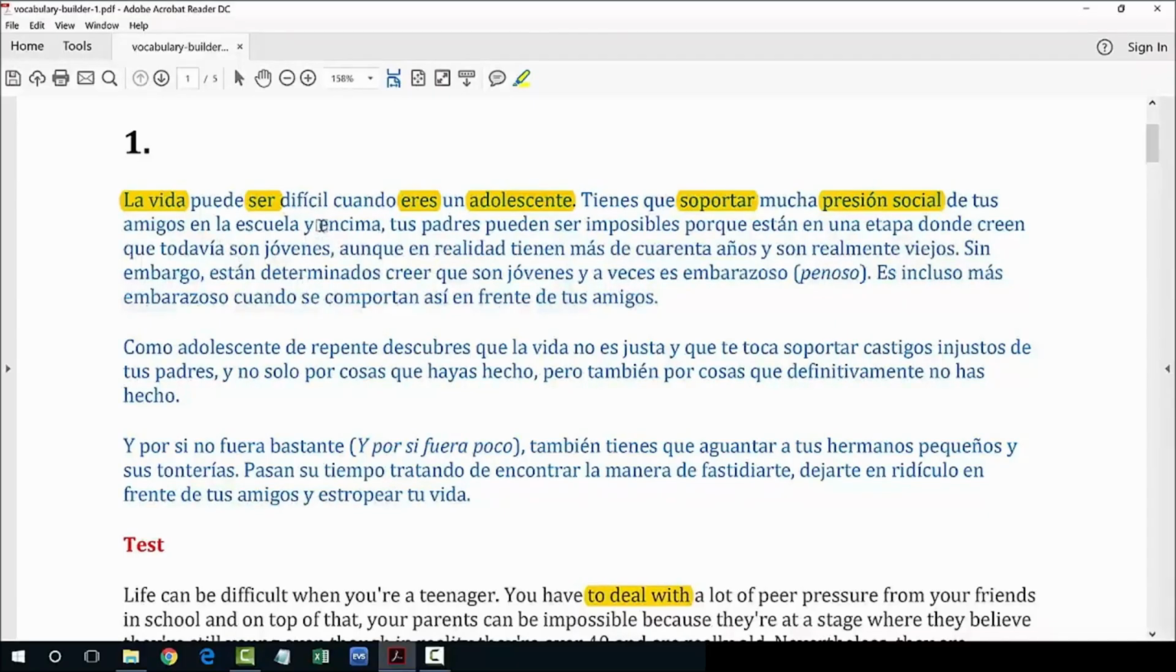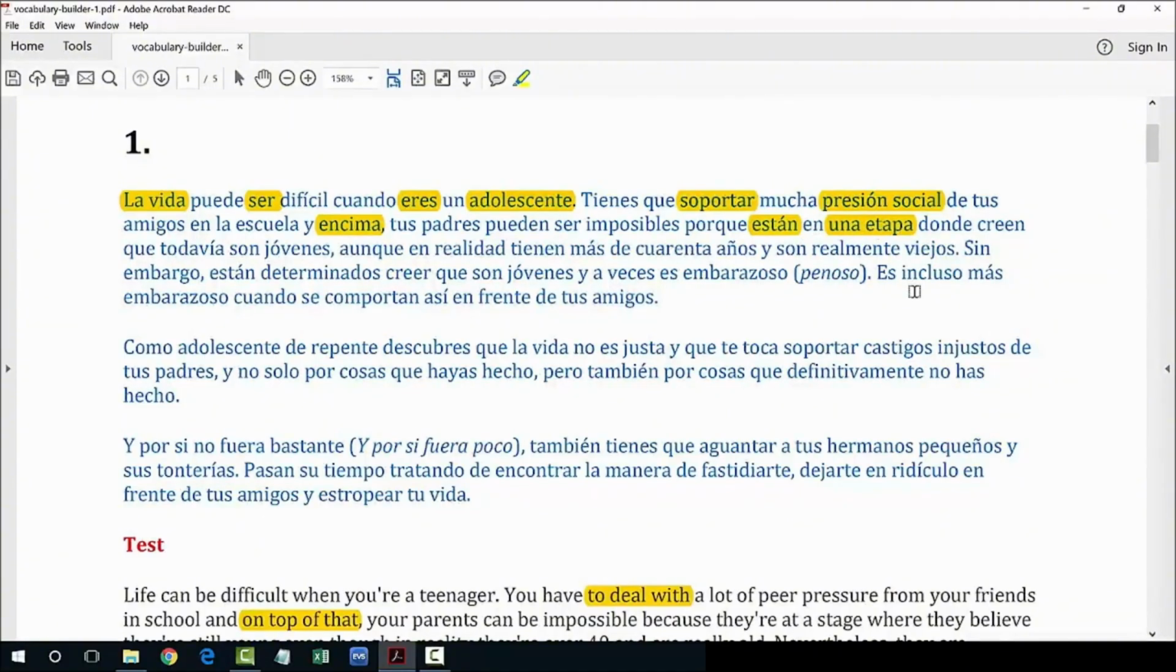Next up we have this word encima, which is really useful because it means on top of that. You can see again here in the English translation. So it's a very nice piece of glue. It continues with tus padres pueden ser imposibles porque están en una etapa donde creen que todavía son jóvenes. Notice that here we switched into estar with están because we're saying that they're in a stage. So this in a way is describing a location where they are.